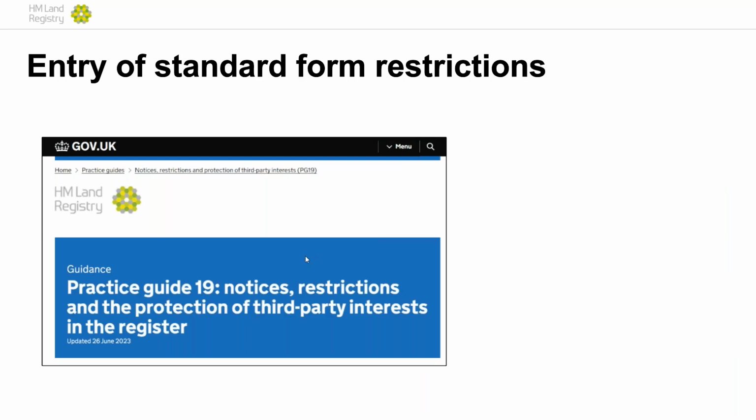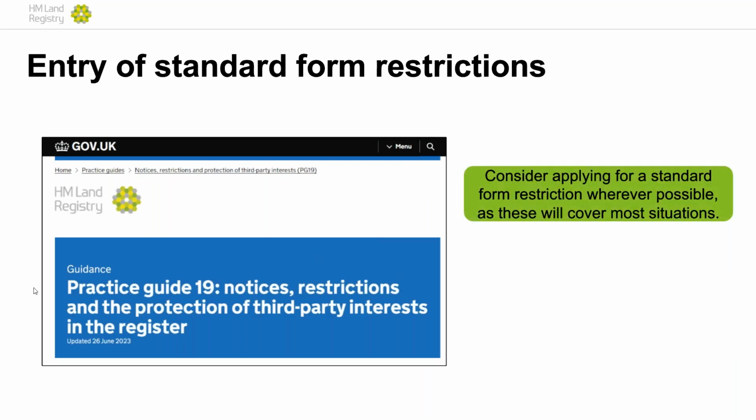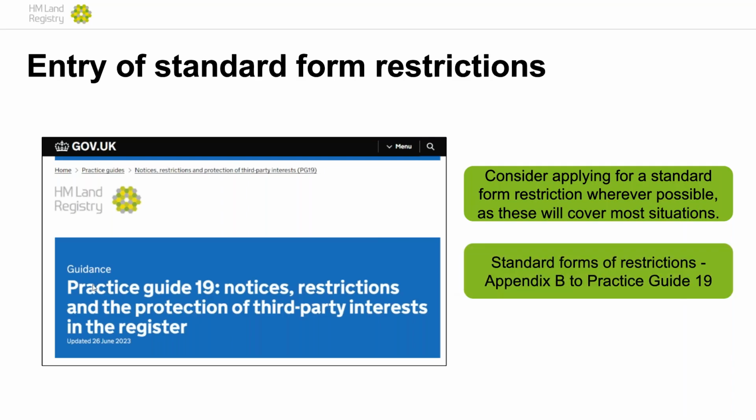Standard form restrictions are often worded in a clear manner so that anyone inspecting the register can determine whether a given application will be caught by its terms, and if so, what action needs to be taken to allow the application to proceed. Therefore, consider applying for a standard form restriction wherever possible, as these will cover most situations. You can find specific standard form wording in Appendix B to Practice Guide 19.